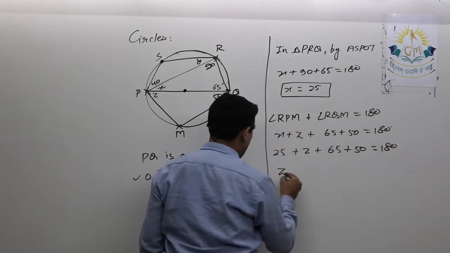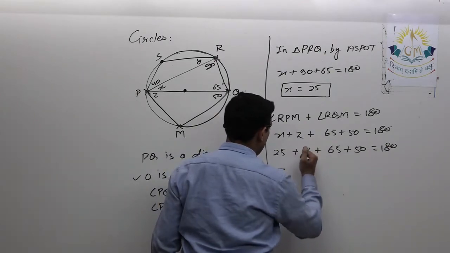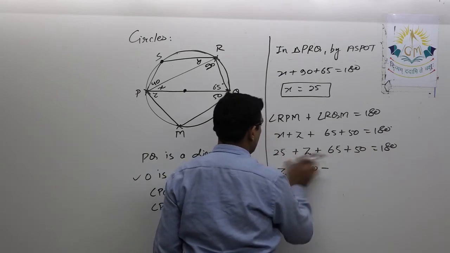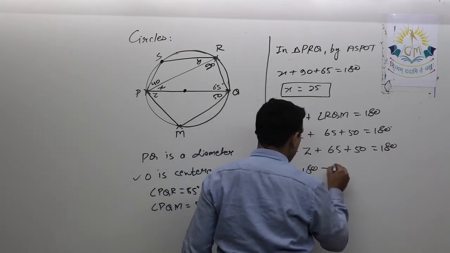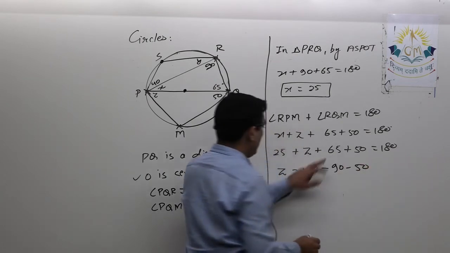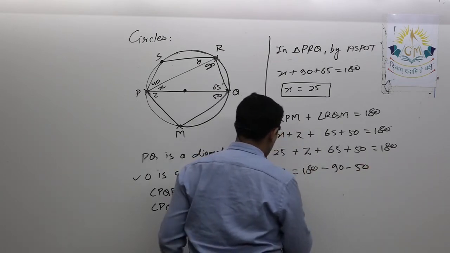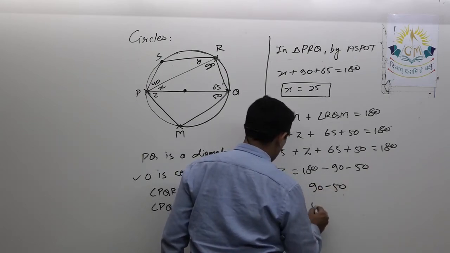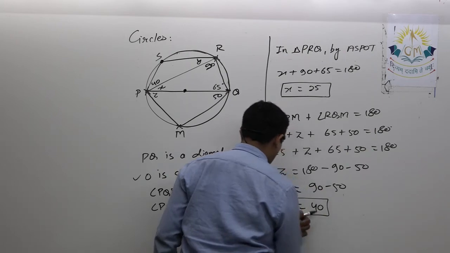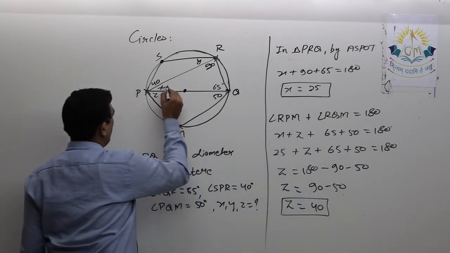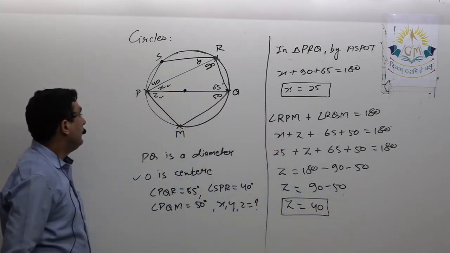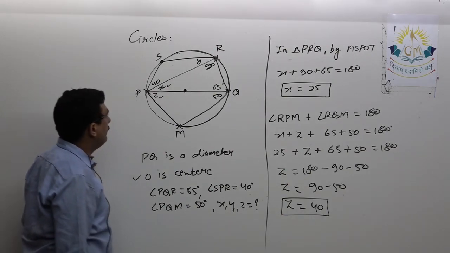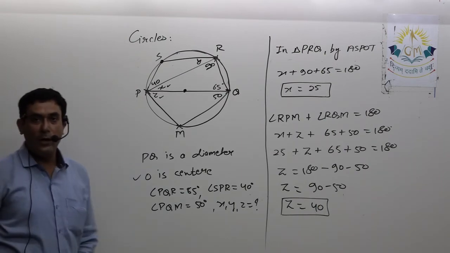So I can say z is equal to 180 minus 90 minus 50. That means z is equal to 90 minus 50, so z is equal to 40 degrees. So here we got another angle, z. So we got x, we got z. Now next you have to find the measure of angle y. So think for a while how you will get y.